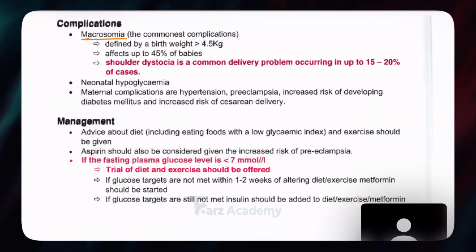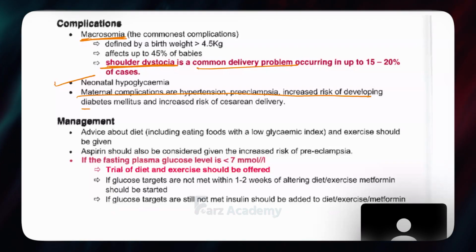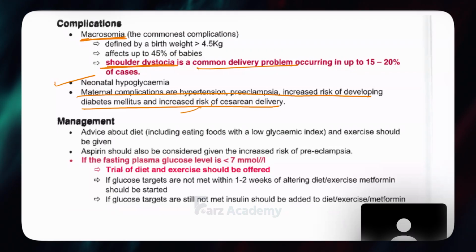The main complication is macrosomia. There can be shoulder dystocia because the babies are so large, so delivery is a common problem. Besides neonatal hypoglycemia, maternal complications are hypertension, preeclampsia, increased risk for developing diabetes mellitus, and cesarean delivery, because of the macrosomia.